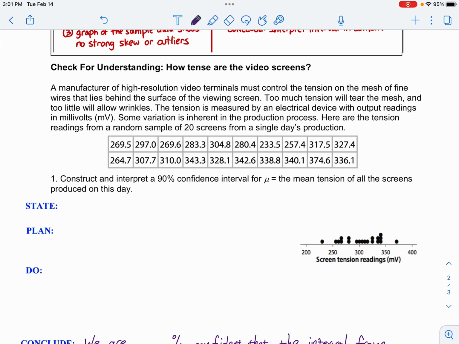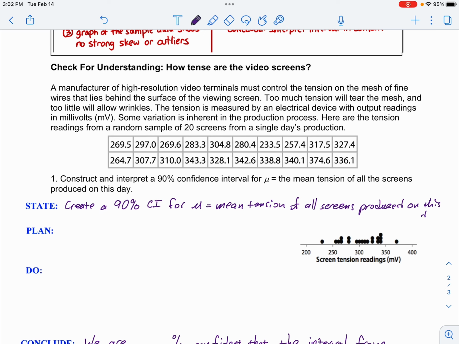I'm going to model it with state, plan, do, conclude. What are we trying to do? We are trying to create a 90% CI, that's confidence interval, for mu. And what is mu? It is the mean tension of all screens produced on this day. So that is my parameter, mu. I am learning as I read this. I didn't know about this tension of video terminal screens.